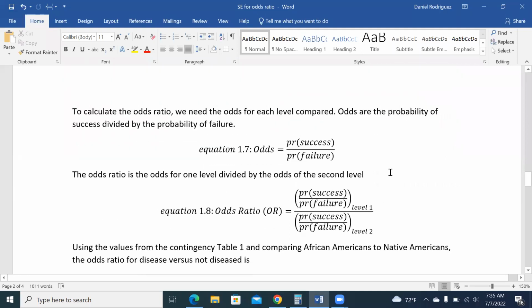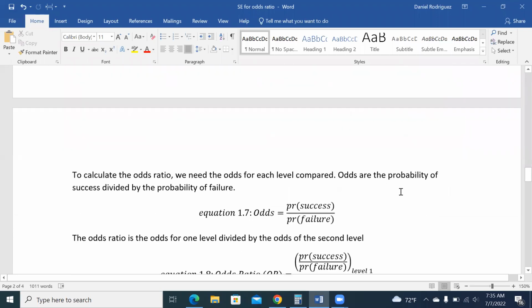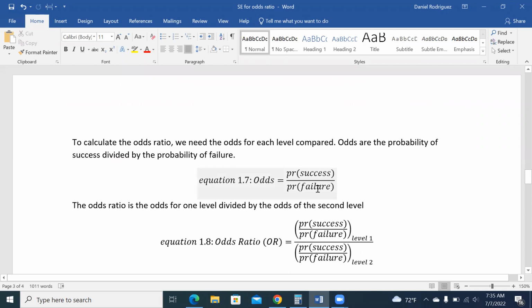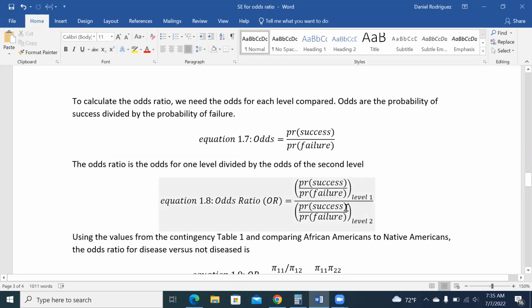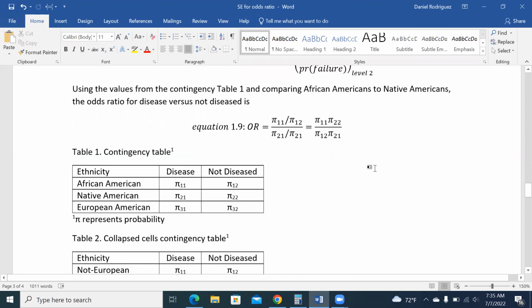Let me talk a little bit about an odds ratio as I move on. Now we're going to use this to calculate our standard error for the odds ratio. An odds ratio is a ratio of odds. Odds are the probability of success divided by the probability of failure. An odds ratio, as I said, is a ratio of odds. So if you have two different levels of something, we'd be comparing level 1 to level 2. This is the odds in each case, so this is a ratio of odds.